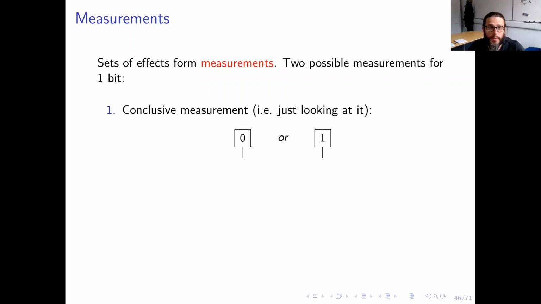Yeah, so there's 2 possible measurements for 1 bit. This conclusive measurement, which is just reading off the value of the bit, and I'll get an answer 0 or 1. And there's this inconclusive or sort of trivial measurement where I actually don't learn anything. Okay.